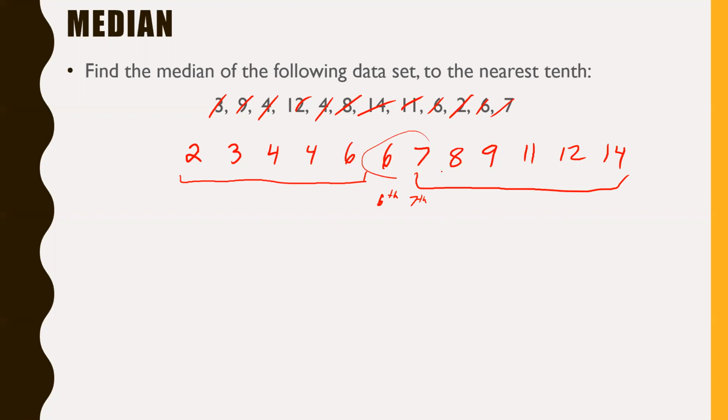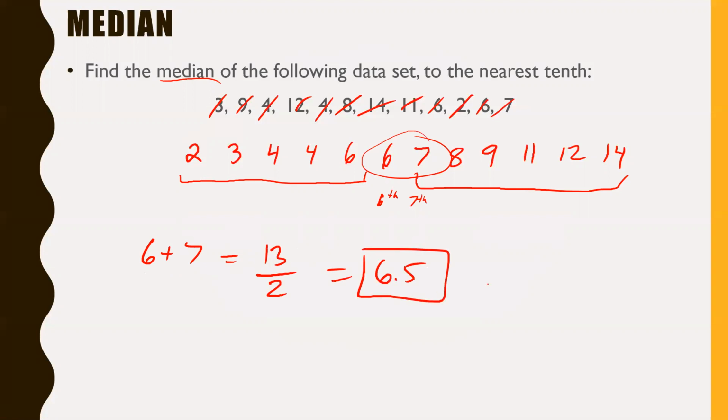So since there's 2 pieces in the middle of this list, we can't actually have 2 medians. So what you have to do is find the mean of the 2 middle numbers. To find that, just add them together, 6 plus 7, which is 13, and then divide it by 2. 13 divided by 2 gives us 6.5. So 6.5 is the median of that data set.